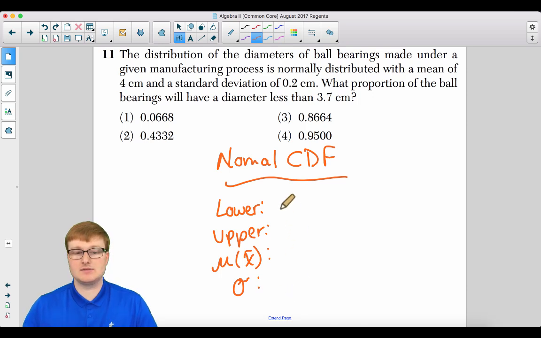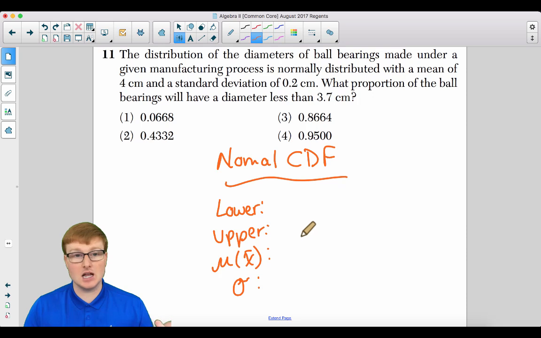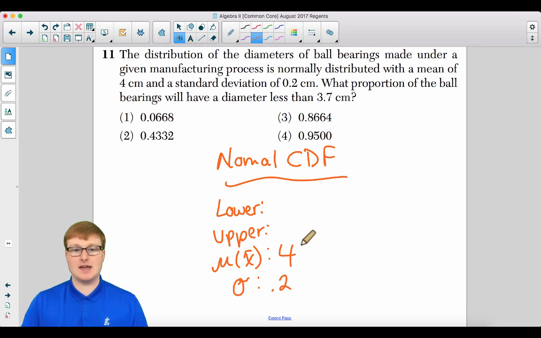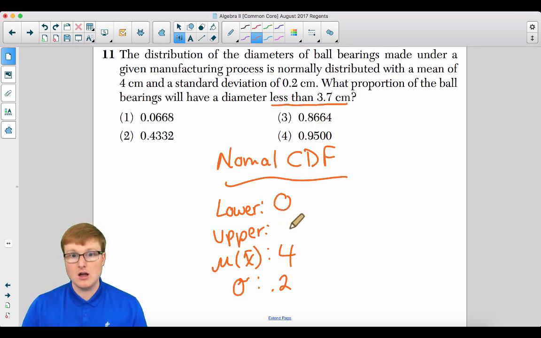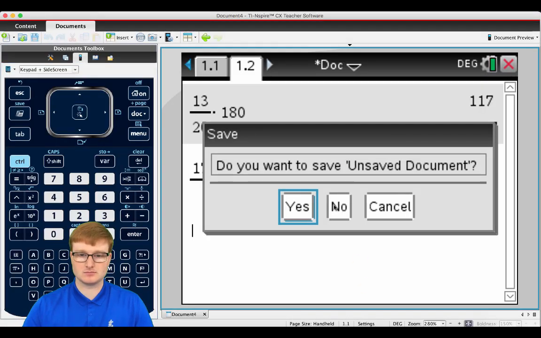Okay, so we're going to list all the information that we know. Well, the mean they tell us is 4 centimeters. The standard deviation is 0.2, and it's asking what proportion of the ball bearings will have a diameter less than 3.7. So the diameter could be 0, or it could be less than 3.7. So the upper bound is 3.7, the lower bound is 0, just to include those very, very small ball bearings.